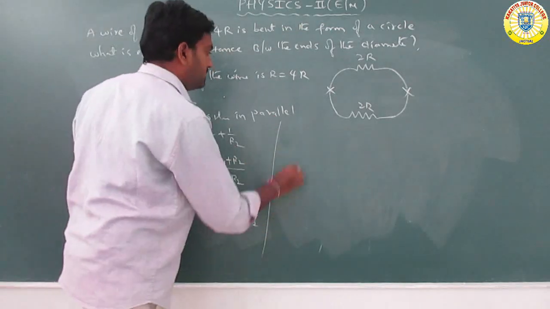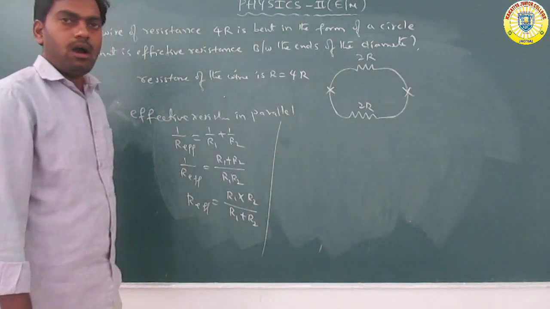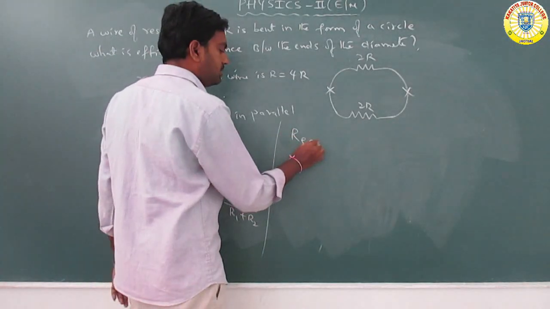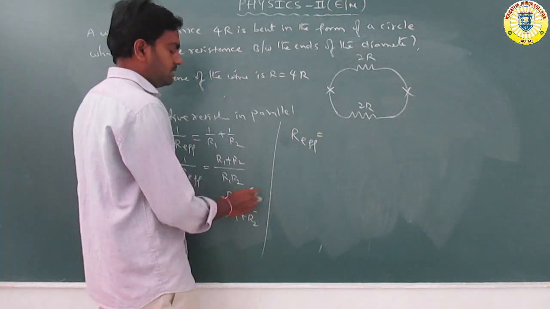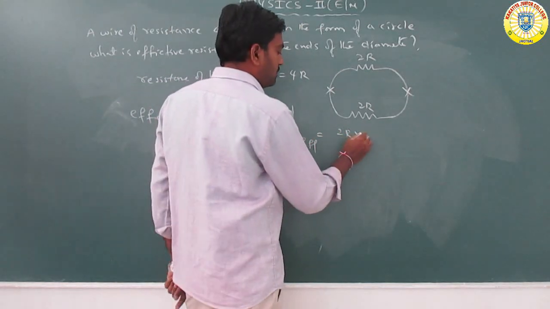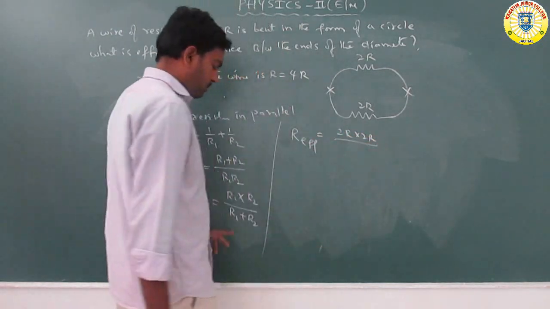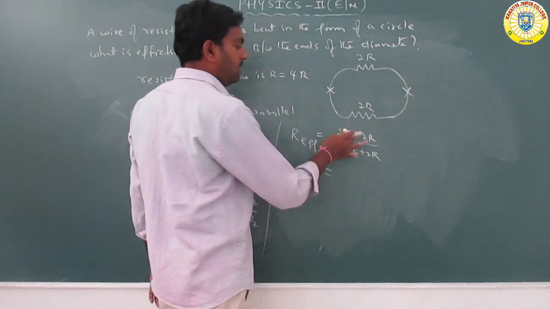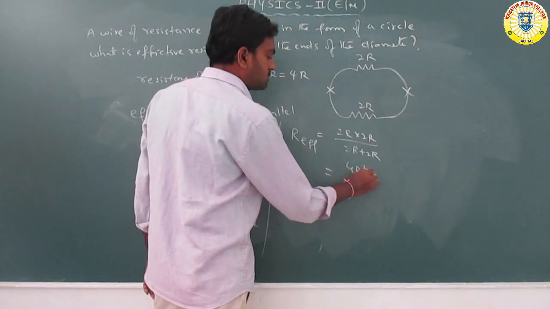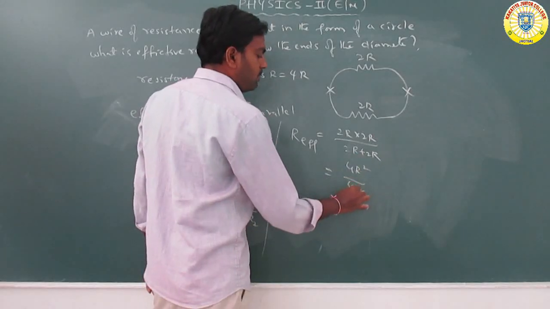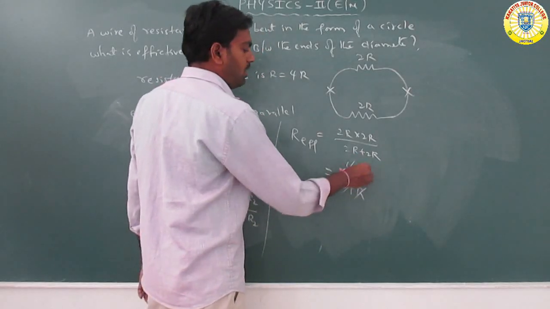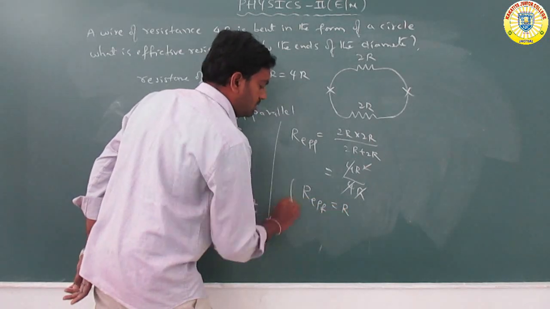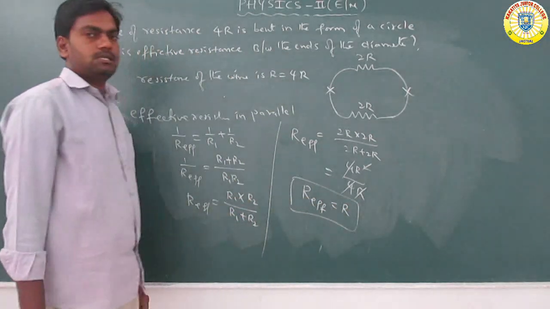Given information, R1 is equal to 2R, R2 is equal to 2R. Substituting in the equation, R effective is equal to 2R into 2R by 2R plus 2R. 2R into 2R is 4R square, and 2R plus 2R is 4R. So 4R cancels, and R cancels. So the effective resistance is equal to R.